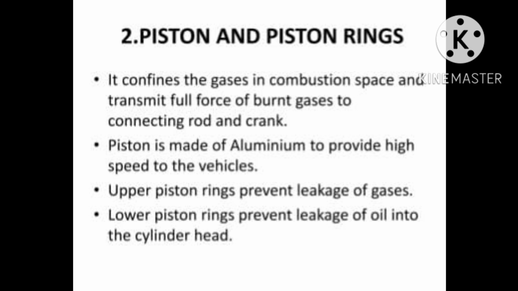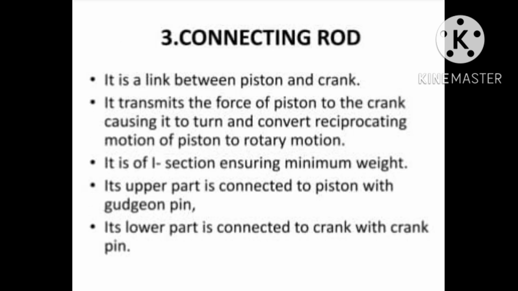Piston has two types of rings. One are known as upper piston rings and another one are known as lower piston rings. The upper piston rings prevent the leakage of gases, while lower piston rings prevent the leakage of oil into the cylinder head.